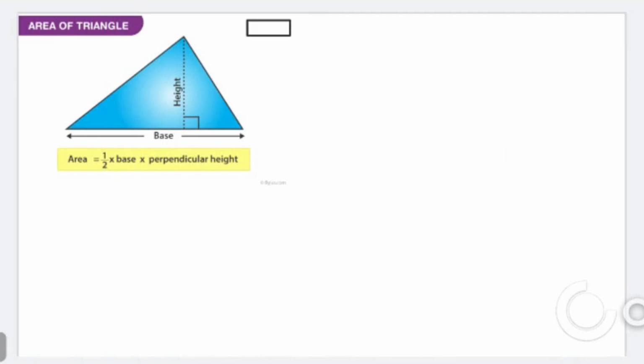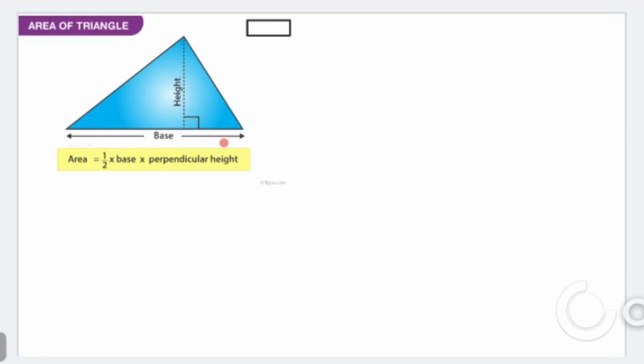I have not solved anything in this portion. I have left it for you. This will be your homework. After finishing question number 3, see the next question of your exercise, where the area of a triangle is already given in the question. The formula to find the area of a triangle is half into base into height. It's called perpendicular height because here there is 90 degrees. This is the height, this is the base.